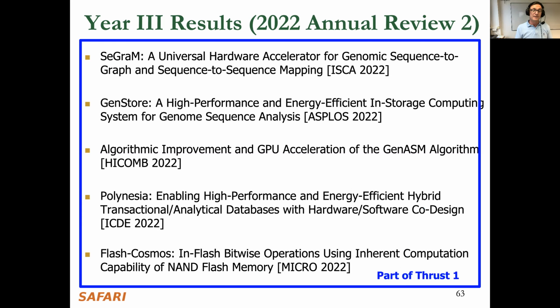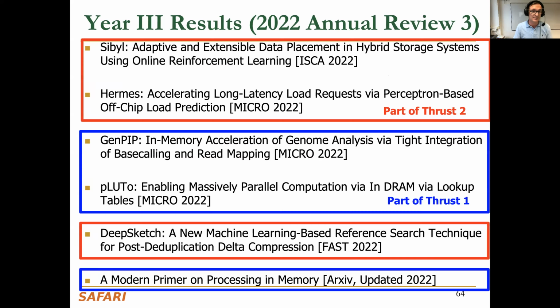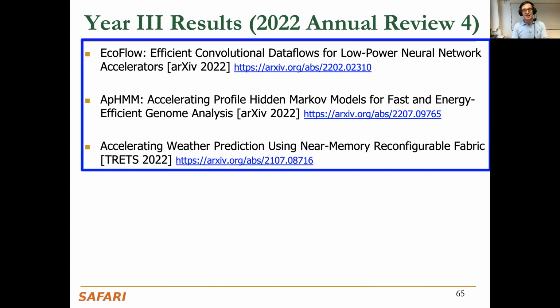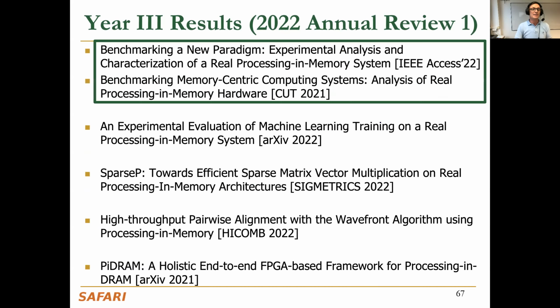And these are some works that we have published also on designing machine learning and genomics accelerators for various workloads and some processing in memory systems as well. And these are more of the thrust 2 works, as you can see. How do we use machine learning, reinforcement learning, perceptrons, etc., to improve memory system decisions? And there's a bunch of other works that I won't have time to cover, but you can find them online. Let me jump into some examples.